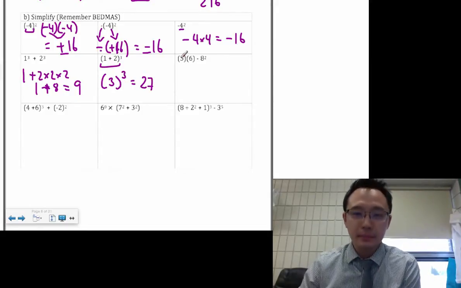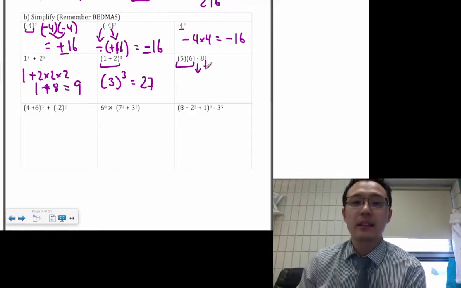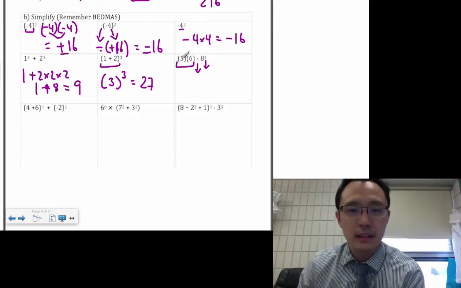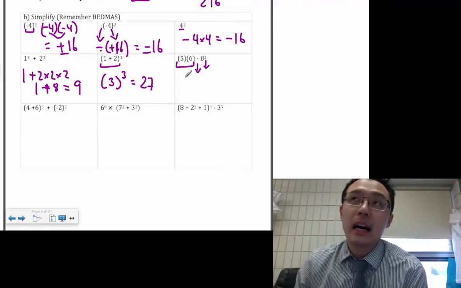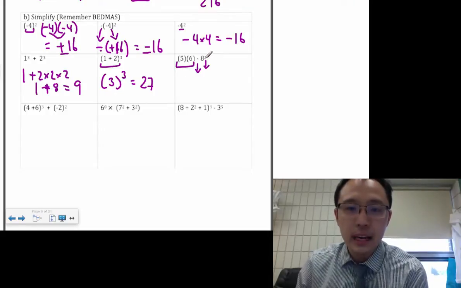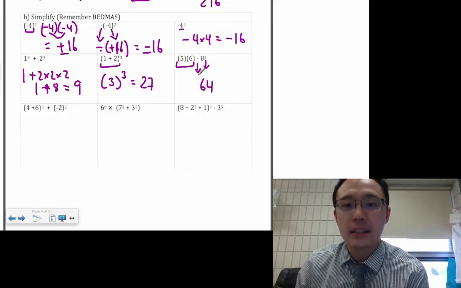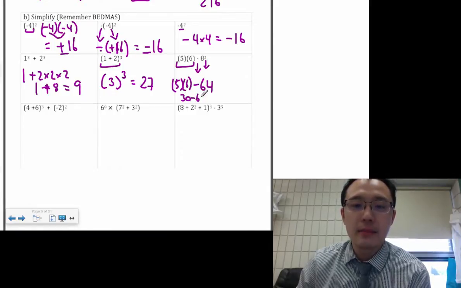Look at that. This one has 5 times 6, has a subtraction sign, also has a power. So what do we do? Well, follow BEDMAS. Brackets. Well, these are brackets, but there's nothing inside the brackets to do. Exponents. Yeah, I can do this because that's the exponent. So 8 squared is not 16. It's 8 times 8 is 64. I have a negative sign. 5 times 6 is 30 minus 64. This is going to be -34.